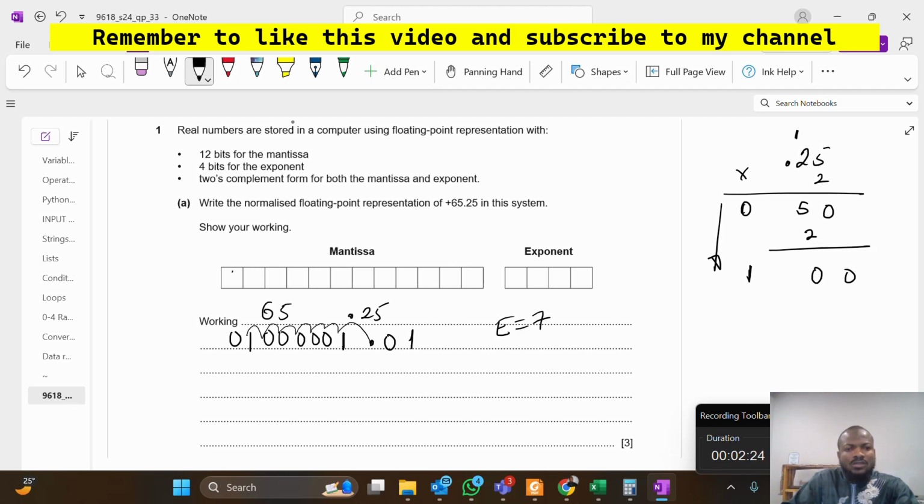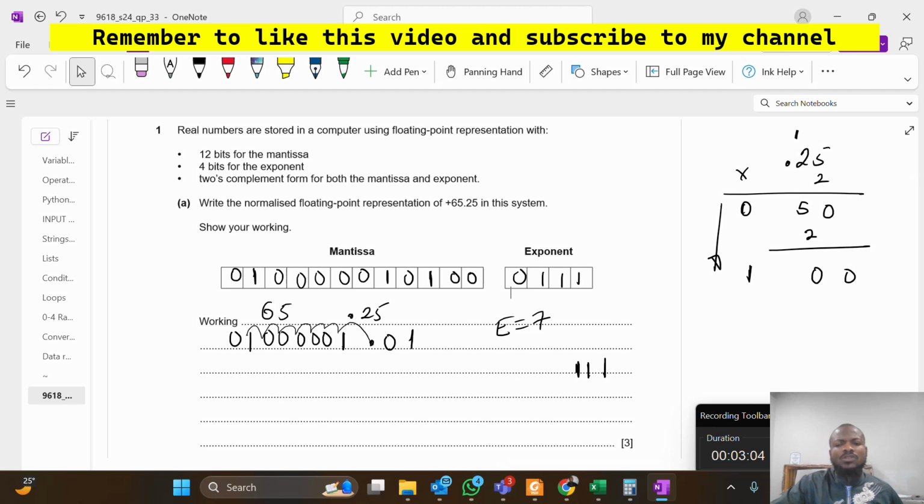Then this should be 0, 1, then 1, 2, 3, 4, 5, 5 zeros. Oh, I made a mistake while writing this. Please don't forget to always count. Then 1, 0, 1. Then you fill the border spaces with 0, 0. Then the exponent 7 is 1, 1, 1. Then the exponent is 0, 1, 1, 1. I hope this is understood.